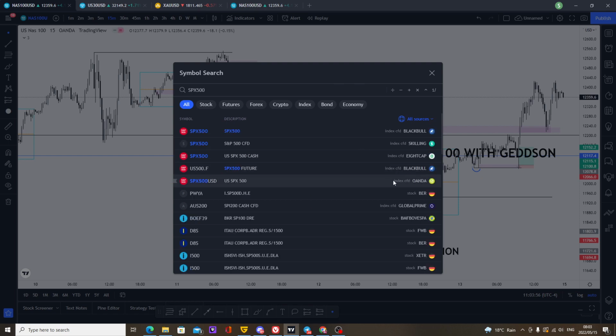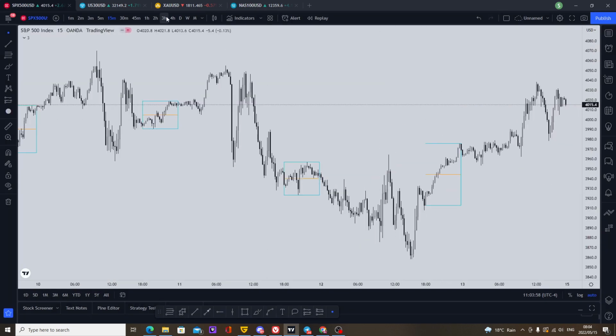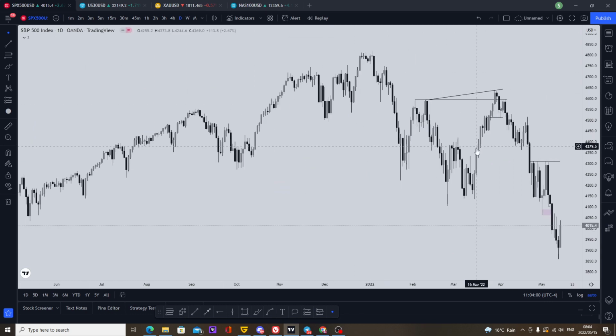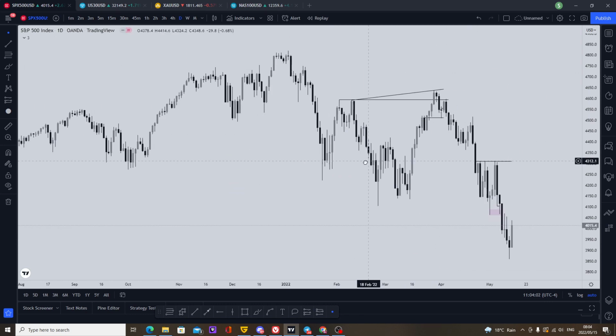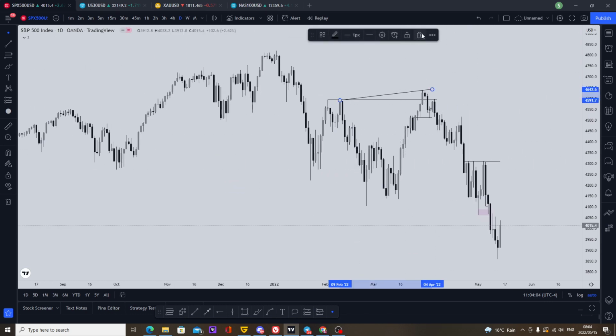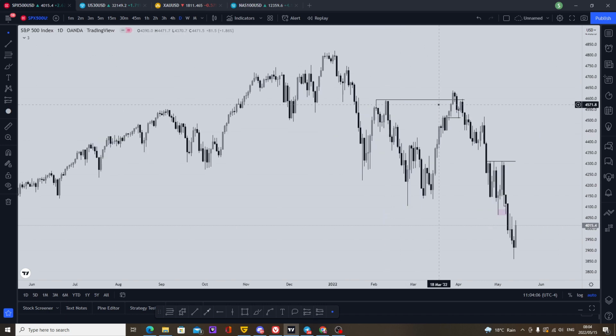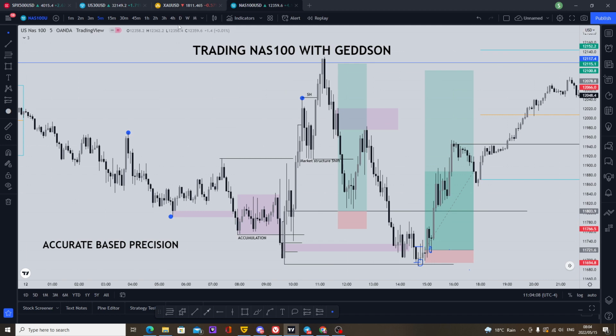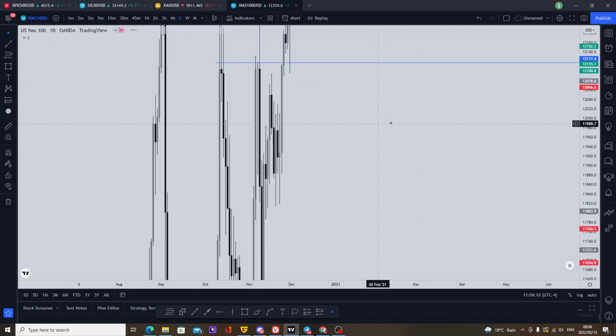If we go to daily time frame, you're going to see something like this. If we go to daily time frame, can you see what happened? Just check what happened. If you check this chart, you compare it to Nasdaq. Let me, guys, take Nasdaq.